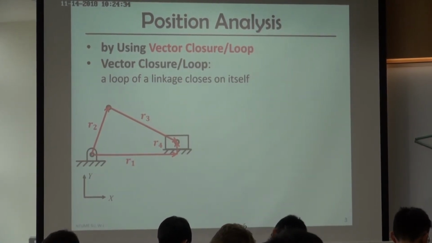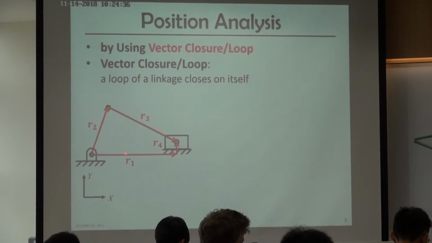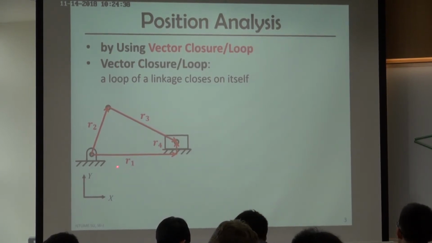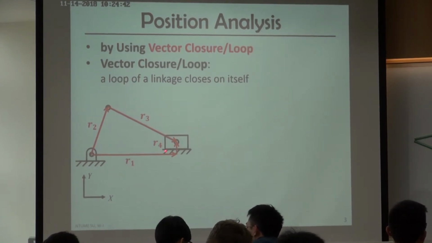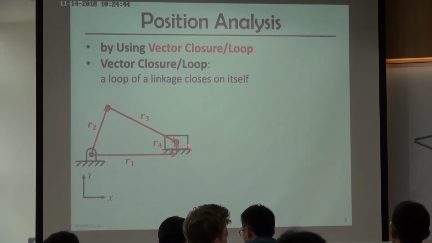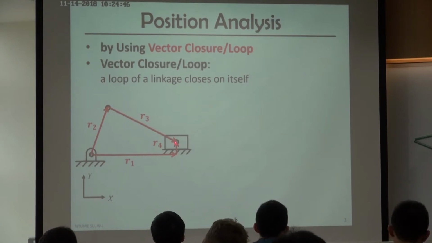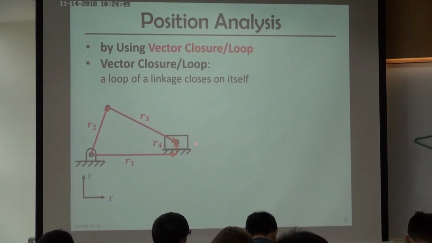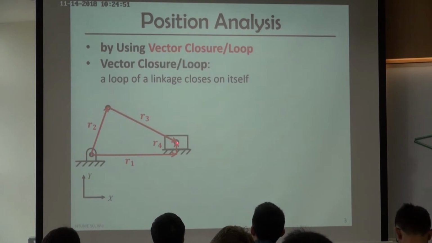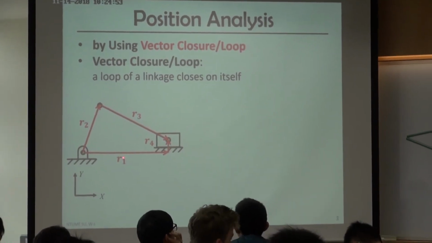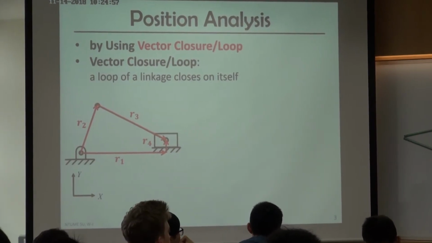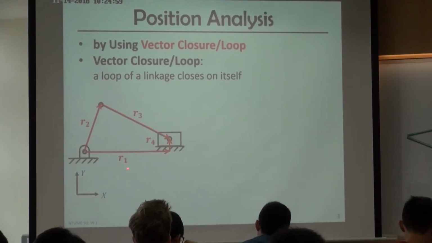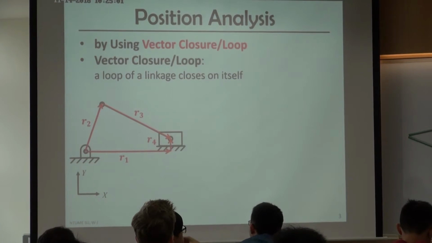Because if we define R1 and R4, we can use the length of R1 to indicate the motion of the slider. The slider may move forward or backward. If we move forward, then R1 will increase. If we move backward, R1 will decrease. So you can use R1 to indicate the motion of a slider.